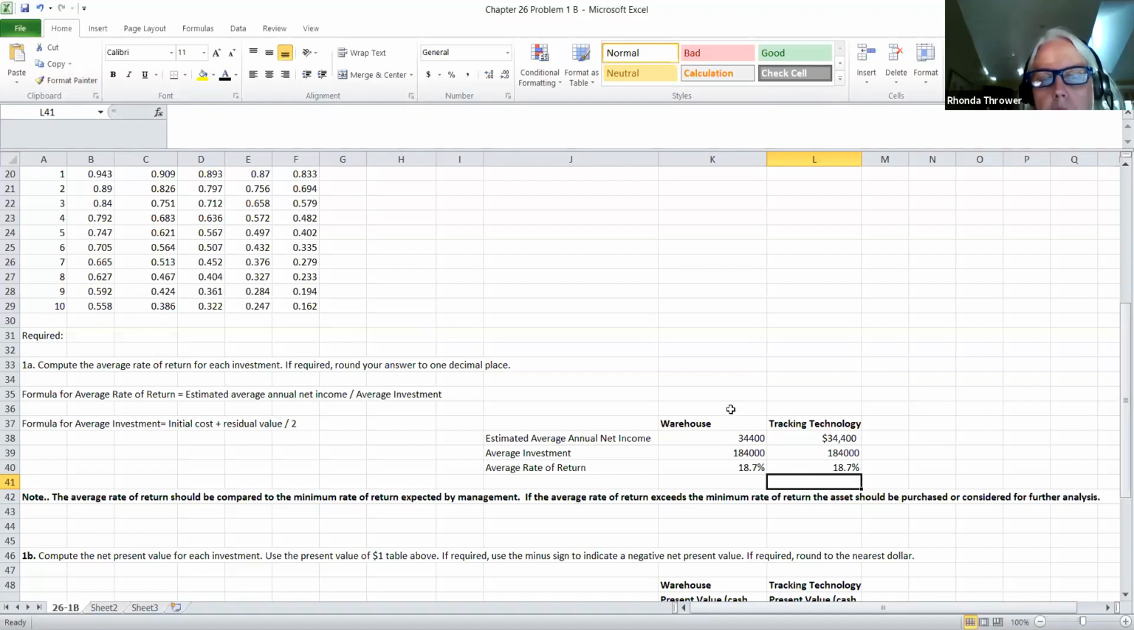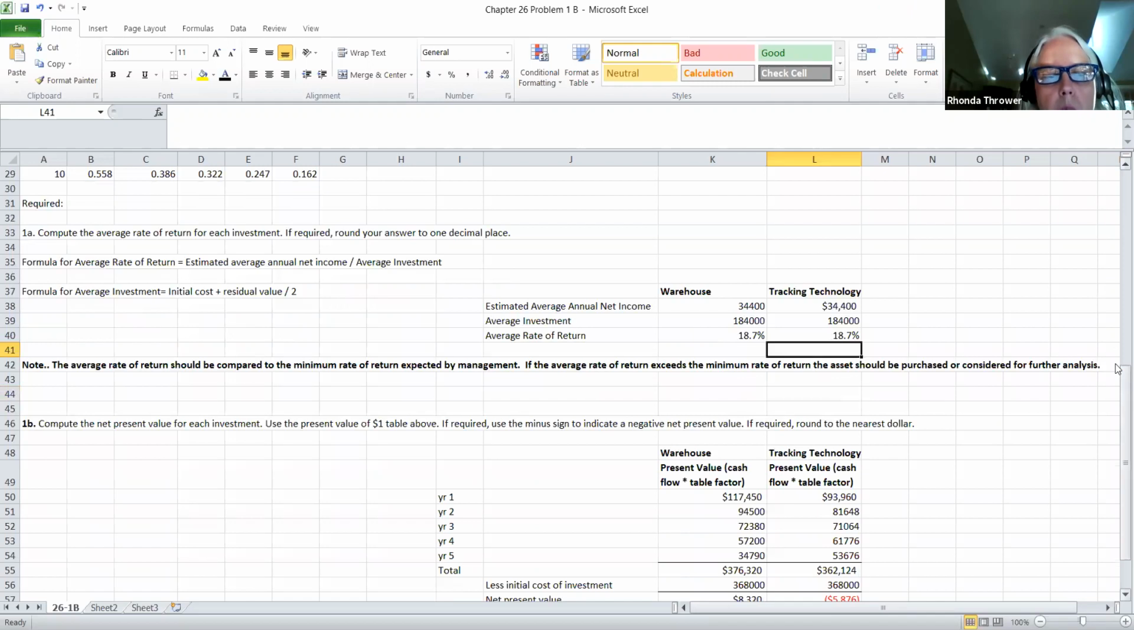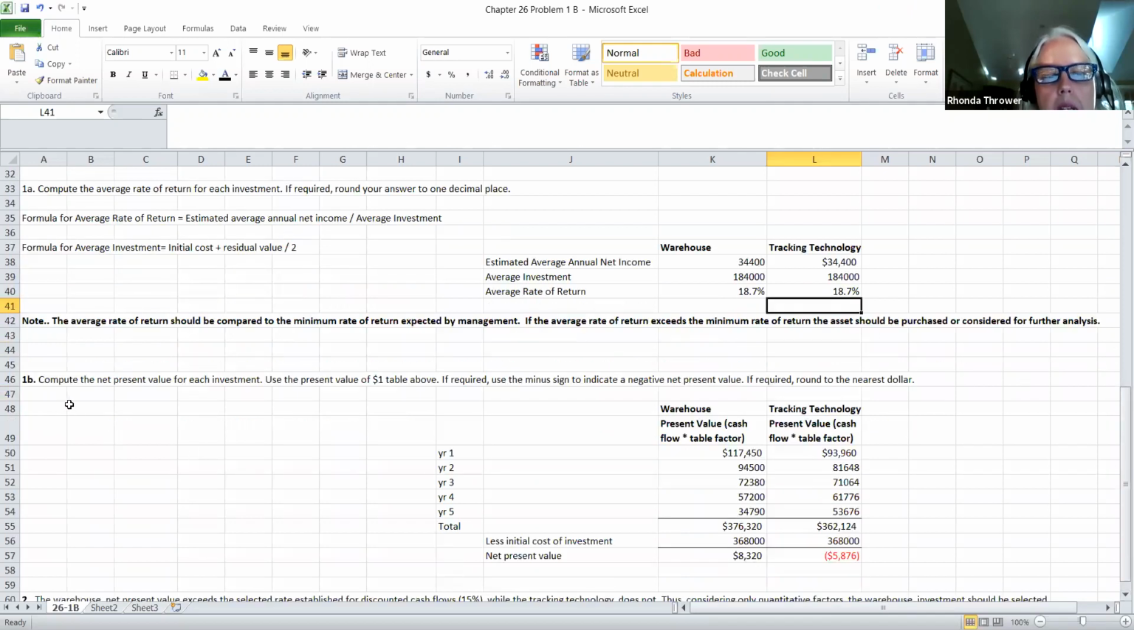So what we would have to do in this situation is move to another formula that will help us to evaluate these two assets that we're thinking of purchasing. And so in the second part of this problem, or in part 1B, they want you to compute what is called the net present value for each investment. And they're telling you to use the present value of a dollar table above in your calculations. And if required, use a minus sign to indicate the negative net present value, if there is one.